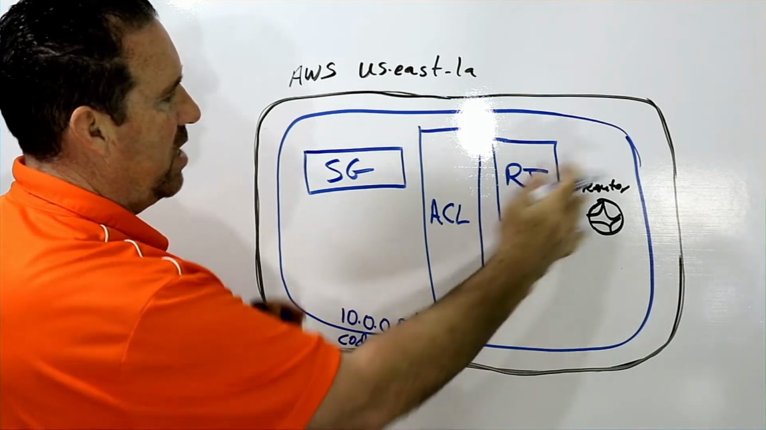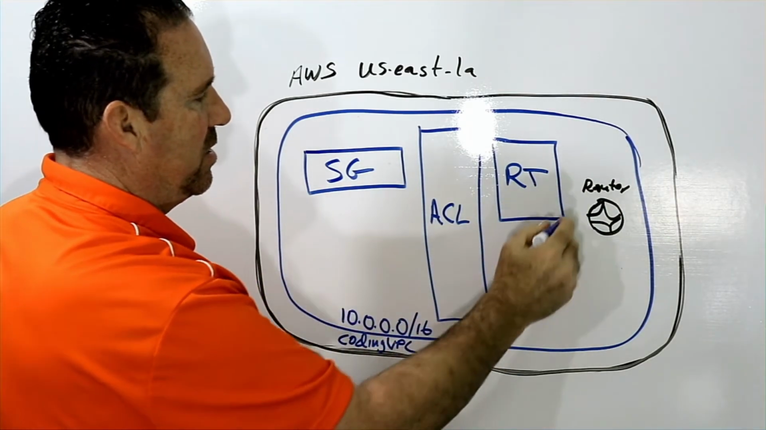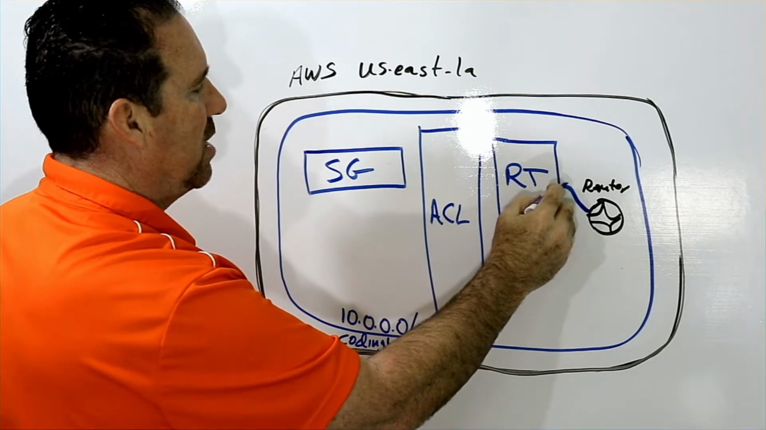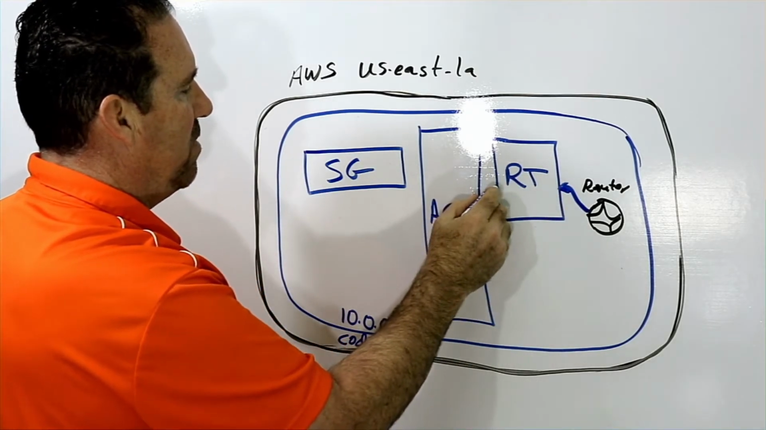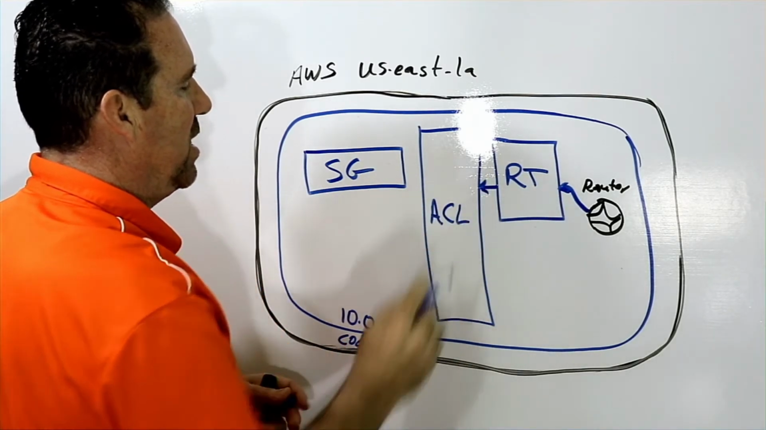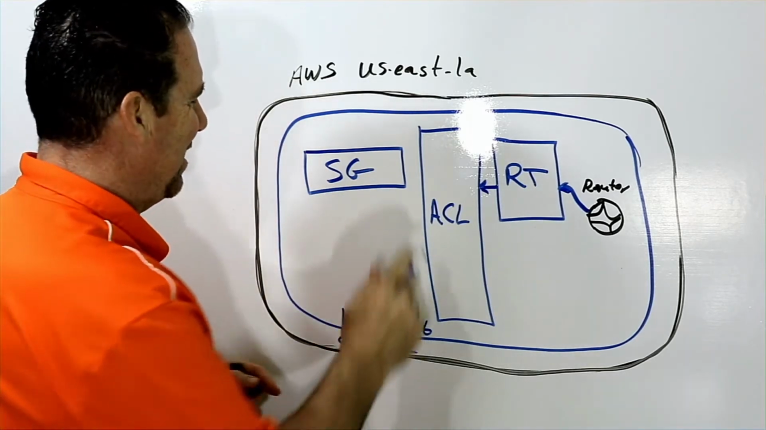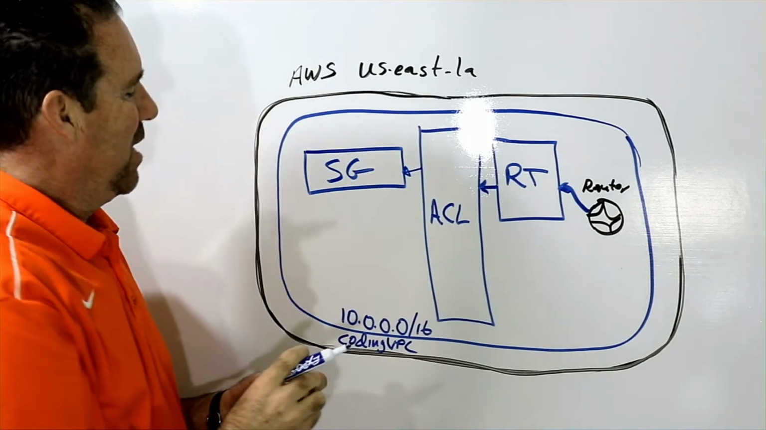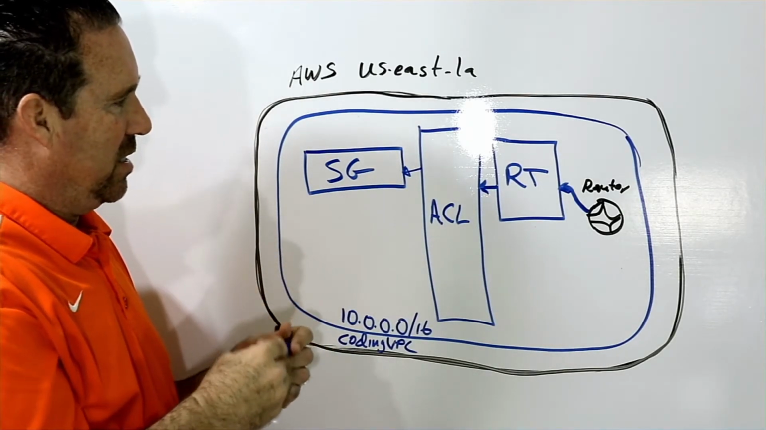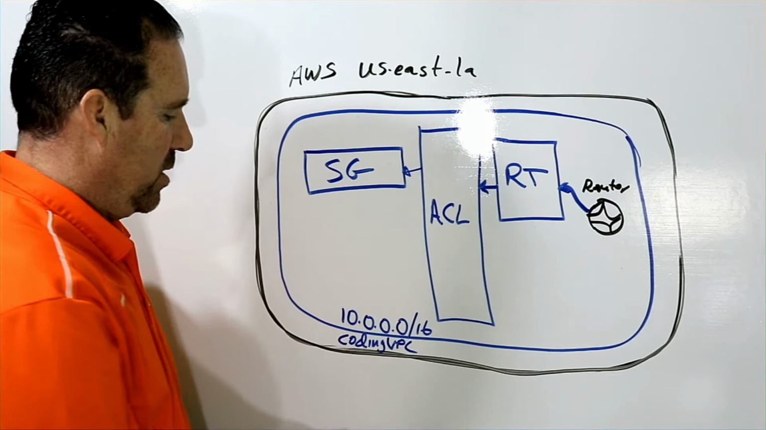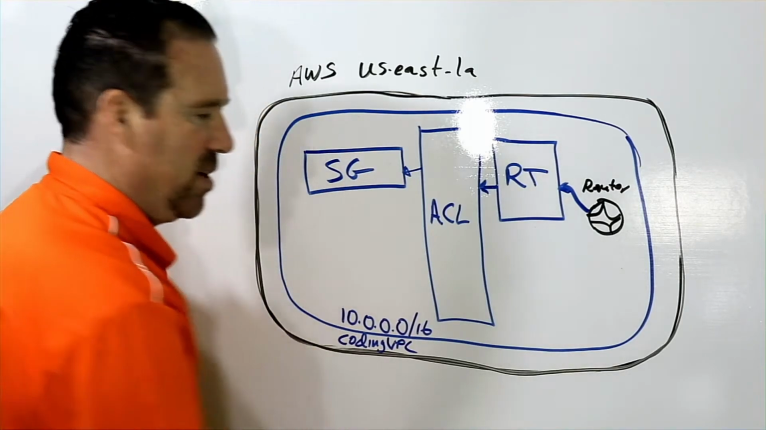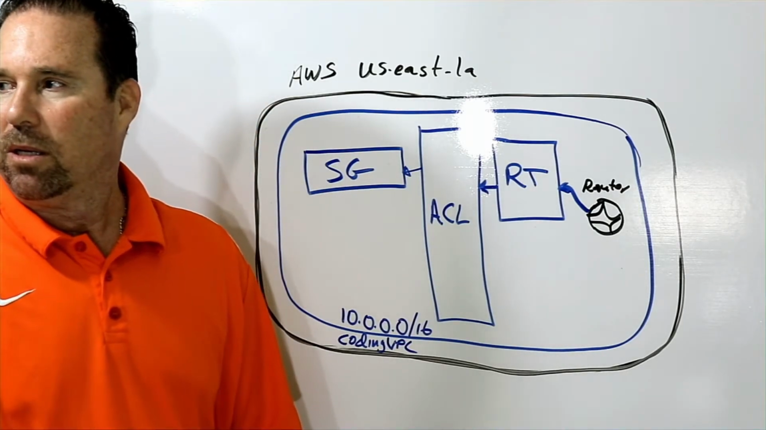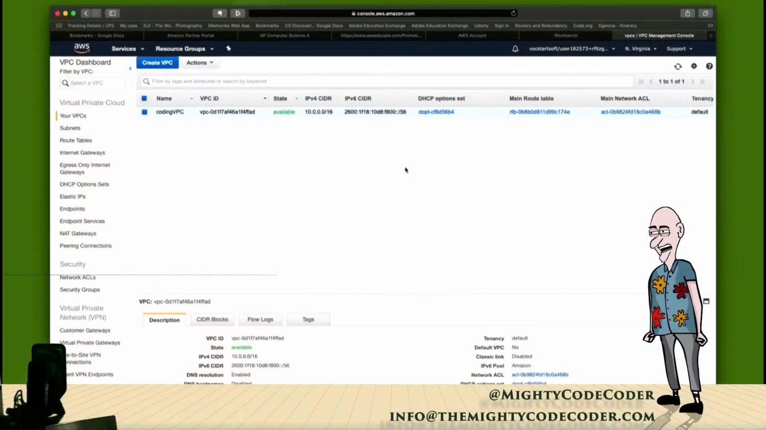So you can see there's not even an internet gateway yet. It's just the router. The router will go into this routing table, check some rules in the access control list, and then it will see who's allowed to see this information. That's all we have. That's the default one. Okay, so let's go back over there and let's create some more.